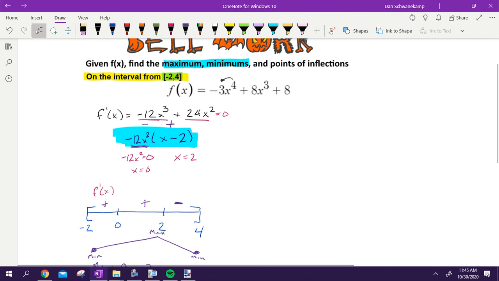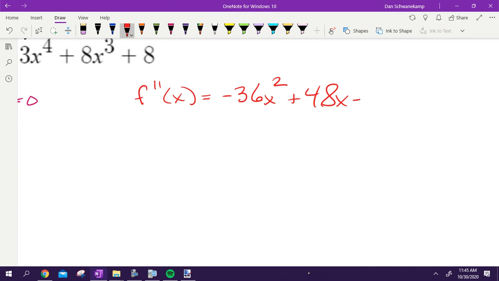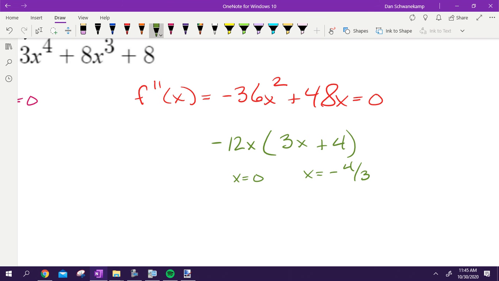Cool. Now we're going to talk about points of inflection. If we want to talk about points of inflection, that is a second derivative question. So let's find the second derivative. F double prime of x. Negative 36x squared plus 48x. We're going to take that second derivative. We're going to set it equal to 0. Caden, what'd you do from there? Negative 12x. So if you took that out, you're left with 3x plus 4. Sure. X is 0. X is negative 4 thirds.